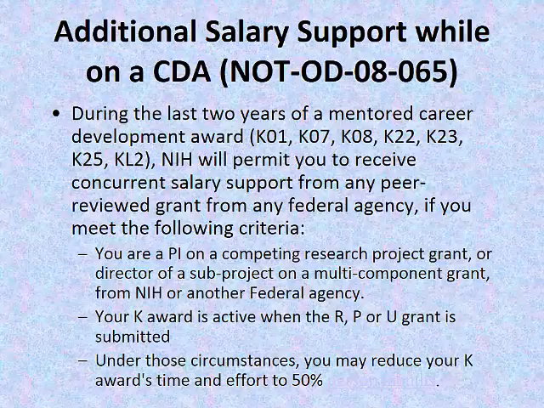You have to meet the following criteria, though, to be able to take salary support from both. You've got to be a PI on a competing research project grant or director of a sub-project on a multi-component grant. So at all of our institutions, there are grants called P60s and P30s. These grants provide core infrastructure for science, but also will have 3 or maybe 4 projects. And each project on its own would be kind of an R01 size project, okay? But they're all clustered under the P60 because it's efficient.